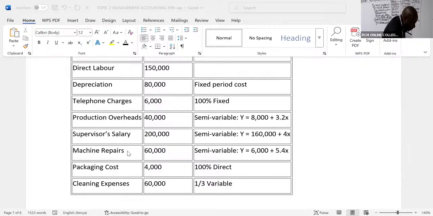Life will continue. So we have machine repairs. For machine repairs, I don't have to write the formula here. Now we can move with speed. I can see the total is 60,000. And then, ladies and gentlemen, for machine repairs, are you able to see the fixed cost there? Machine repairs fixed cost is 6,000, isn't it? So then what will be the variable cost?